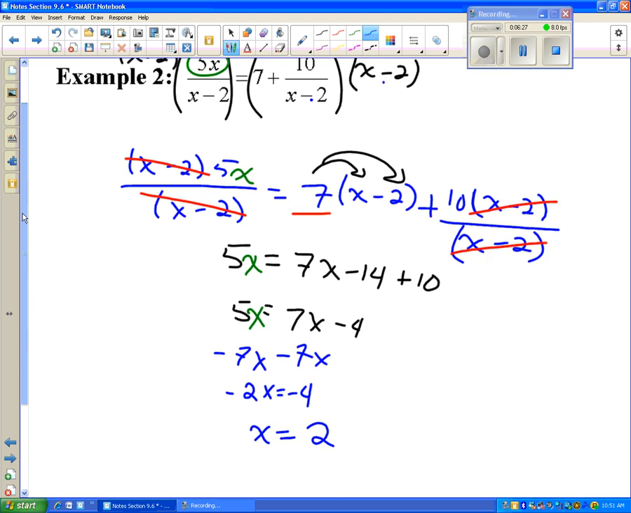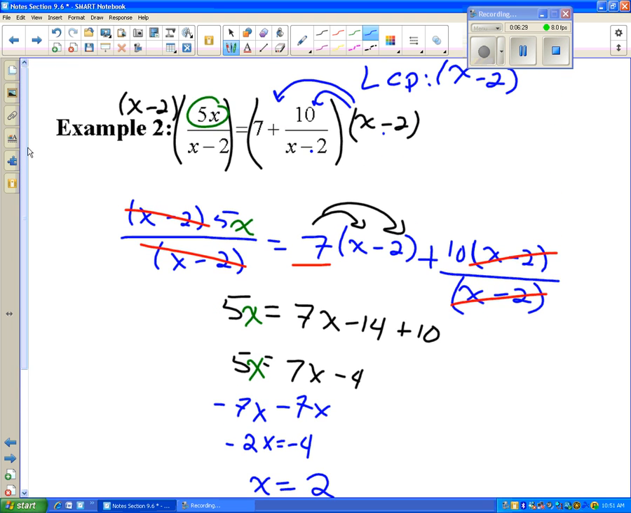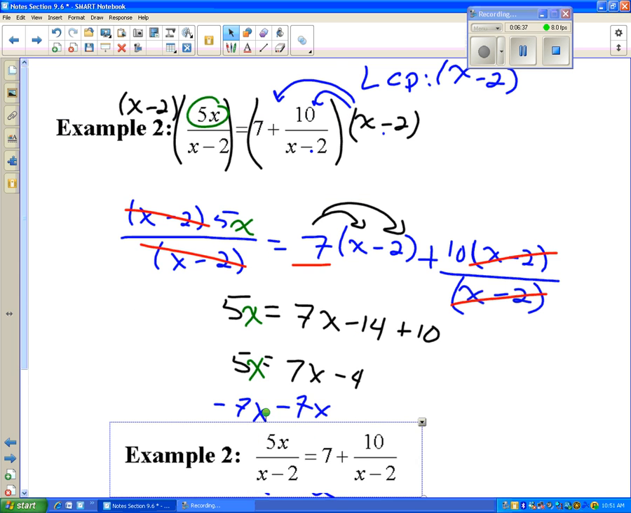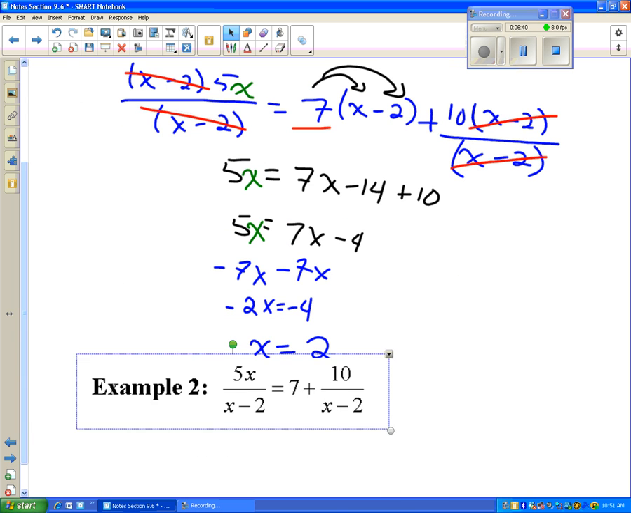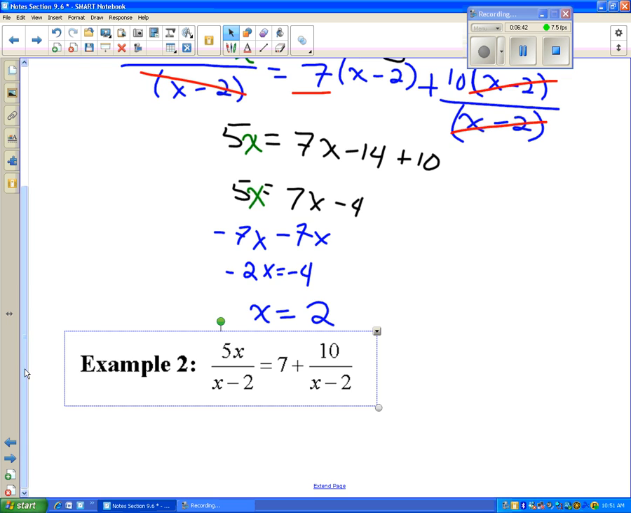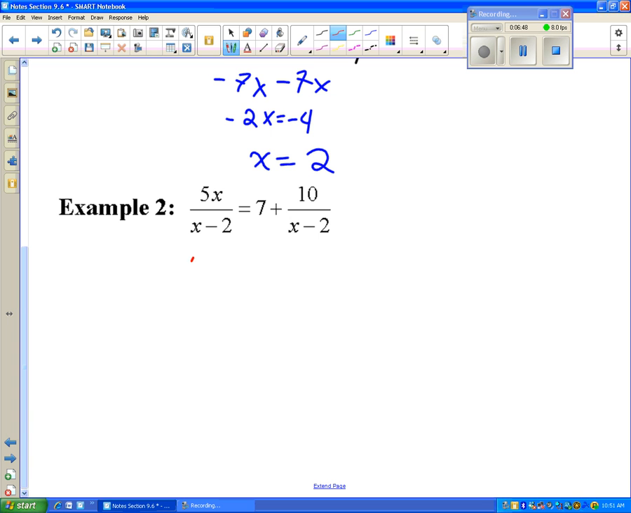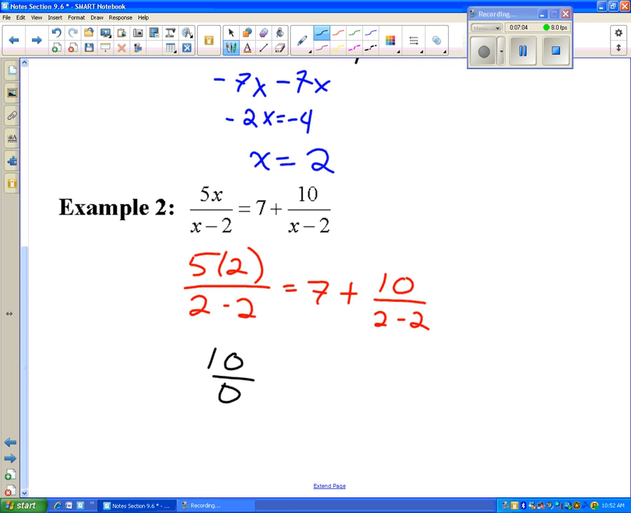Again, make sure I'm not... Oh, wait. Look, come back to my original problem. This is what we have to check. I'm going to clone my original problem. I'm going to pull this all the way down to the bottom. And I'm doing my check now. Now, a lot of the times the check is just kind of cursory, but watch what's happening here. This is 5 times 2 divided by 2 minus 2 is equal to 7 plus 10 divided by 2 minus 2. 2 minus 2 is 0. What is 10 divided by 0? Yes, I don't know either.